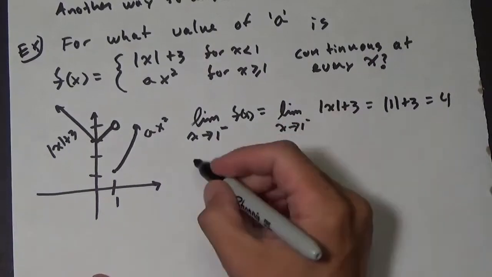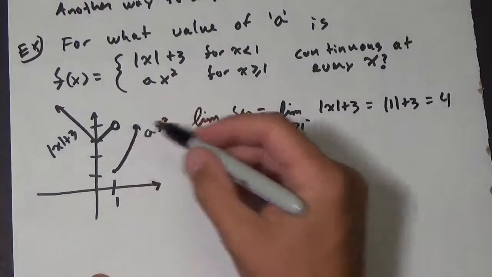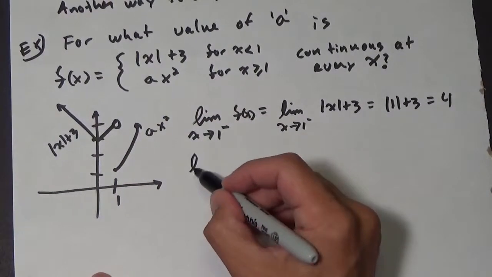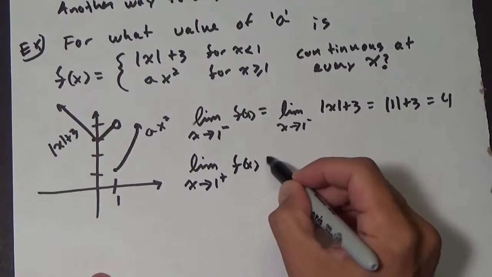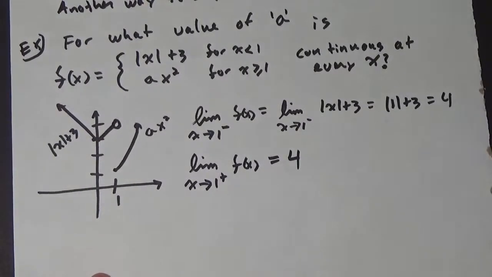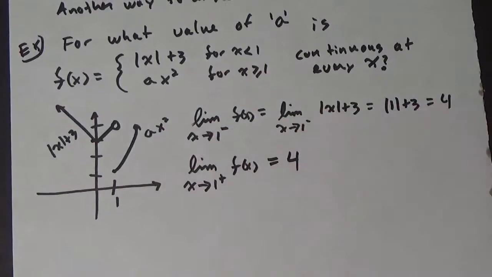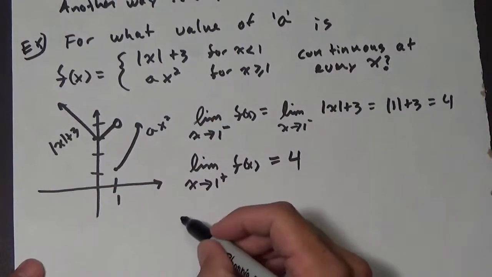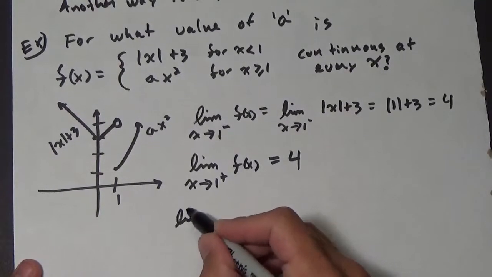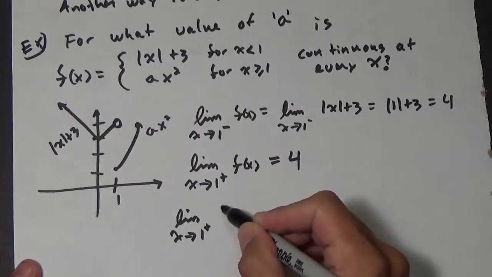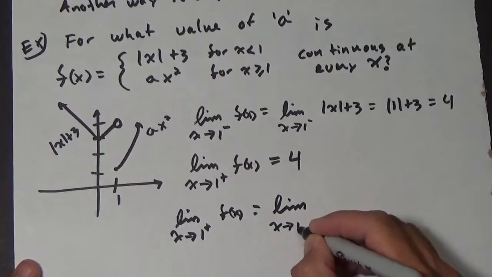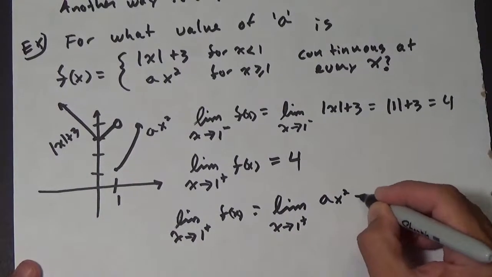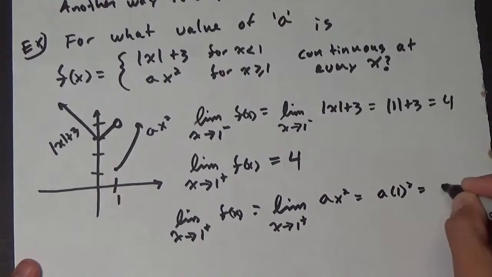Now, if this is going to be continuous, we also have to have the following. The limit as x approaches 1 from the positive side of f of x must also be 4, because for this to be continuous, the limits have to be equal. So the limit as x approaches 1 from the positive side of f of x is the same as the limit as x approaches 1 from the positive side of ax squared, which is a times 1 squared, which is just a.